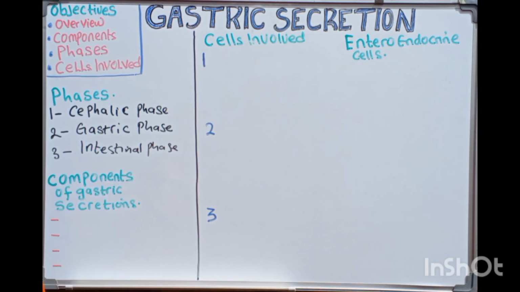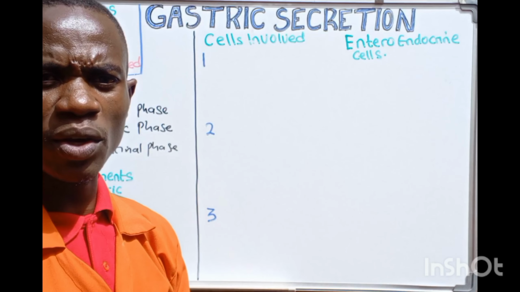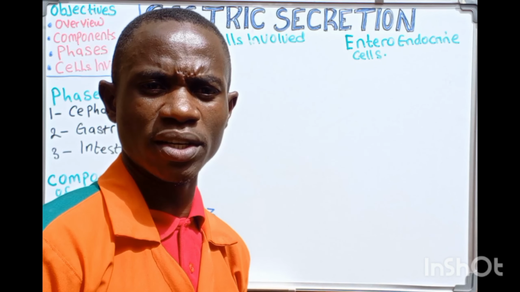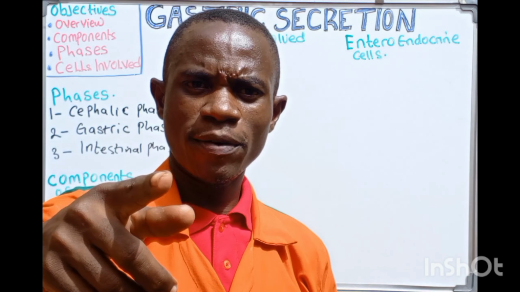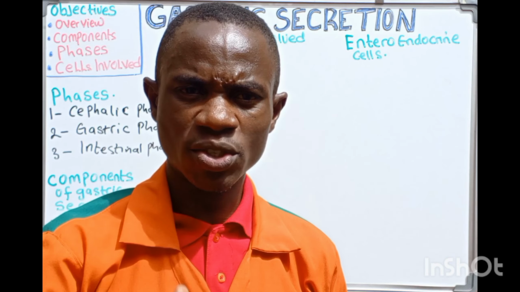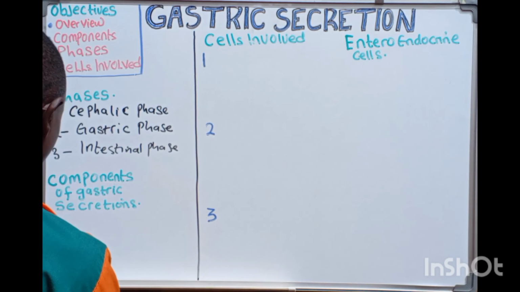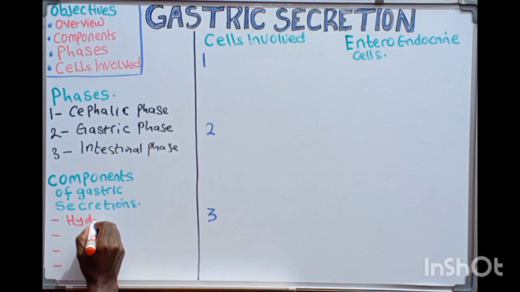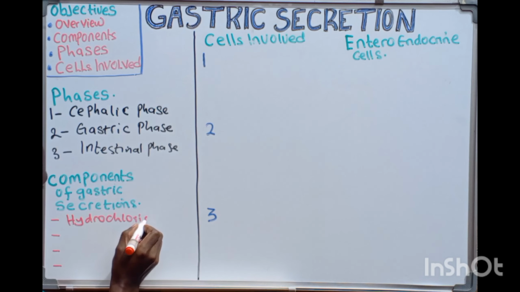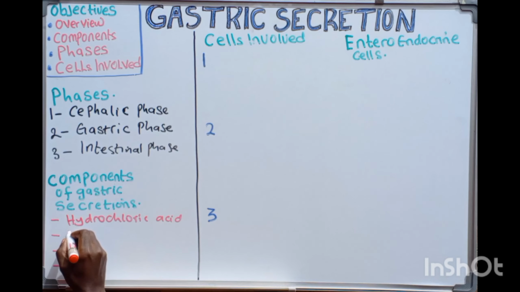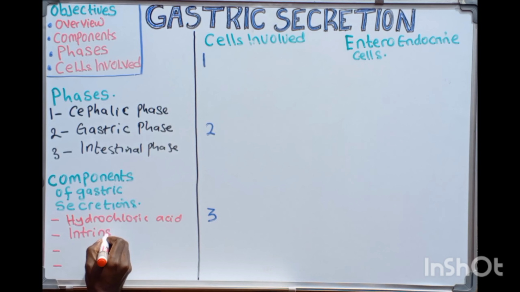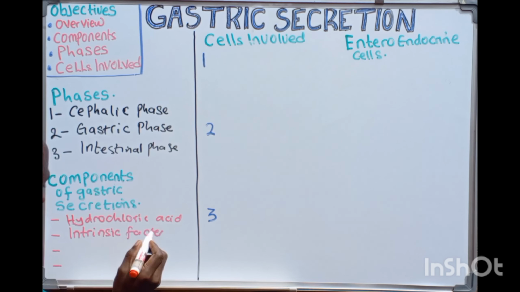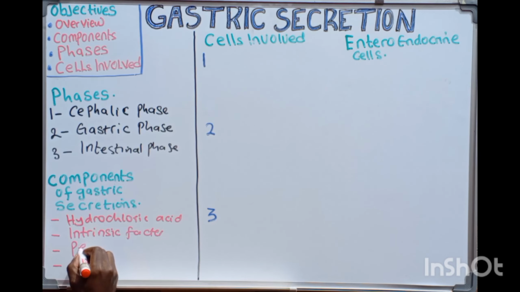Okay. Now, we are talking of gastric secretions, so what are the components of gastric secretion? The following are the components. The first one, which is very important, is hydrochloric acid. The second one is the intrinsic factor. The third one is pepsin.